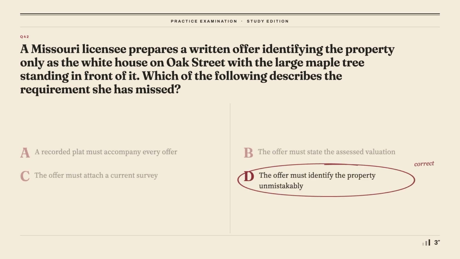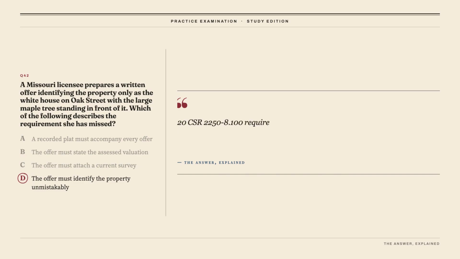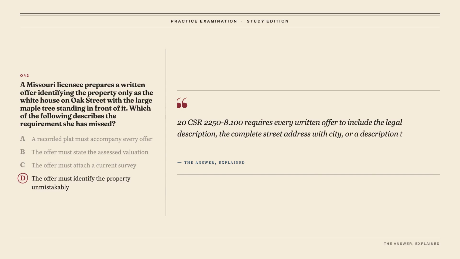The correct answer is D. The offer must identify the property unmistakably. D is correct because 20 CSR 2250-8.100 requires every written offer to include the legal description, the complete street address with city, or a description that unmistakably identifies the property. A landmark reference falls short.